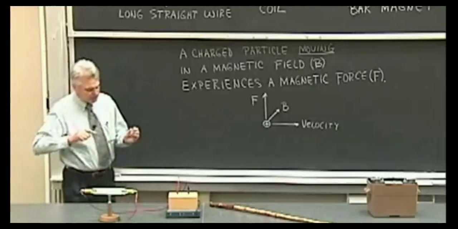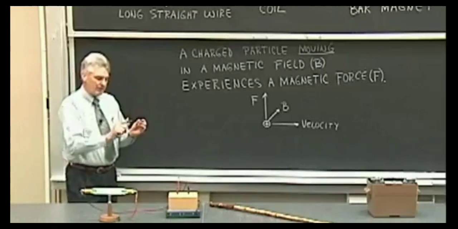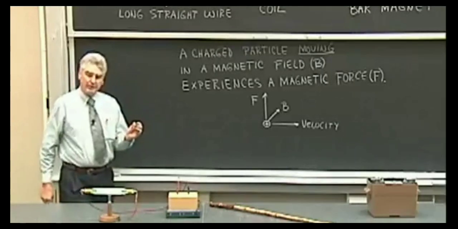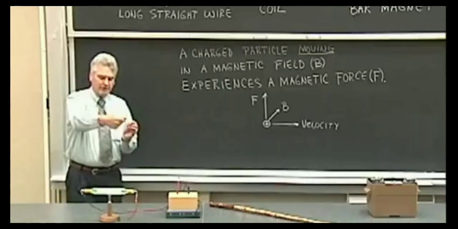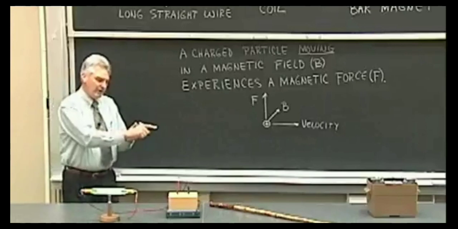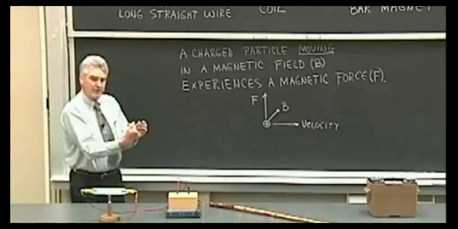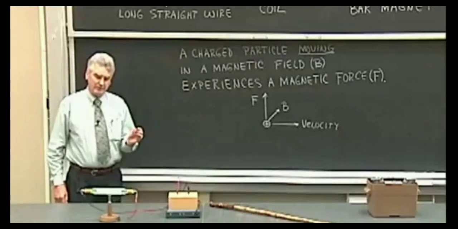When those charged particles move past the end of the magnet where there's a strong magnetic field, they'll get deflected either upward or downward depending upon the direction of the magnetic field, whether the magnetic field is this way or this way, and depending upon whether the charged particles are moving in this direction or the opposite direction, or depending upon whether they're negative or positive charged particles.